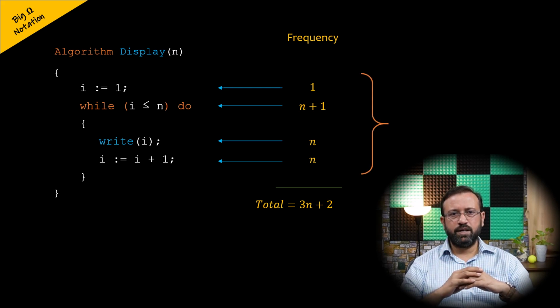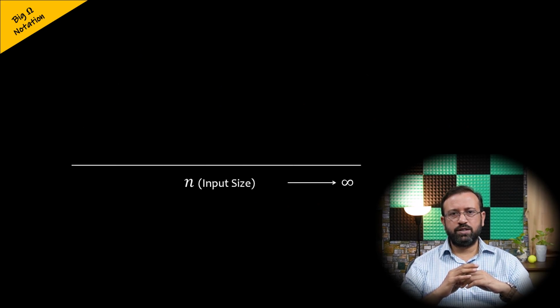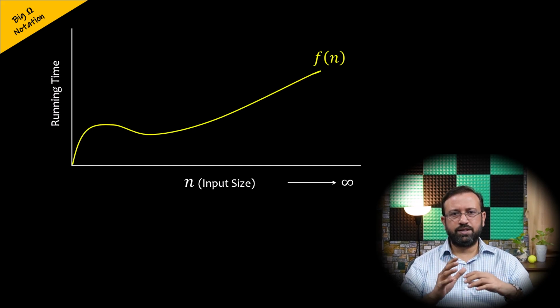Now, mathematically, the number of operations needed to execute an algorithm is represented as a runtime function f of n, where n is the size of the input. Let us graphically plot the function f of n. So, we will have n, which is the input size on the x-axis, and the running time on the y-axis. So, graphically, when the function f of n is plotted, it will look like this, where as the input size n increases, the running time increases.